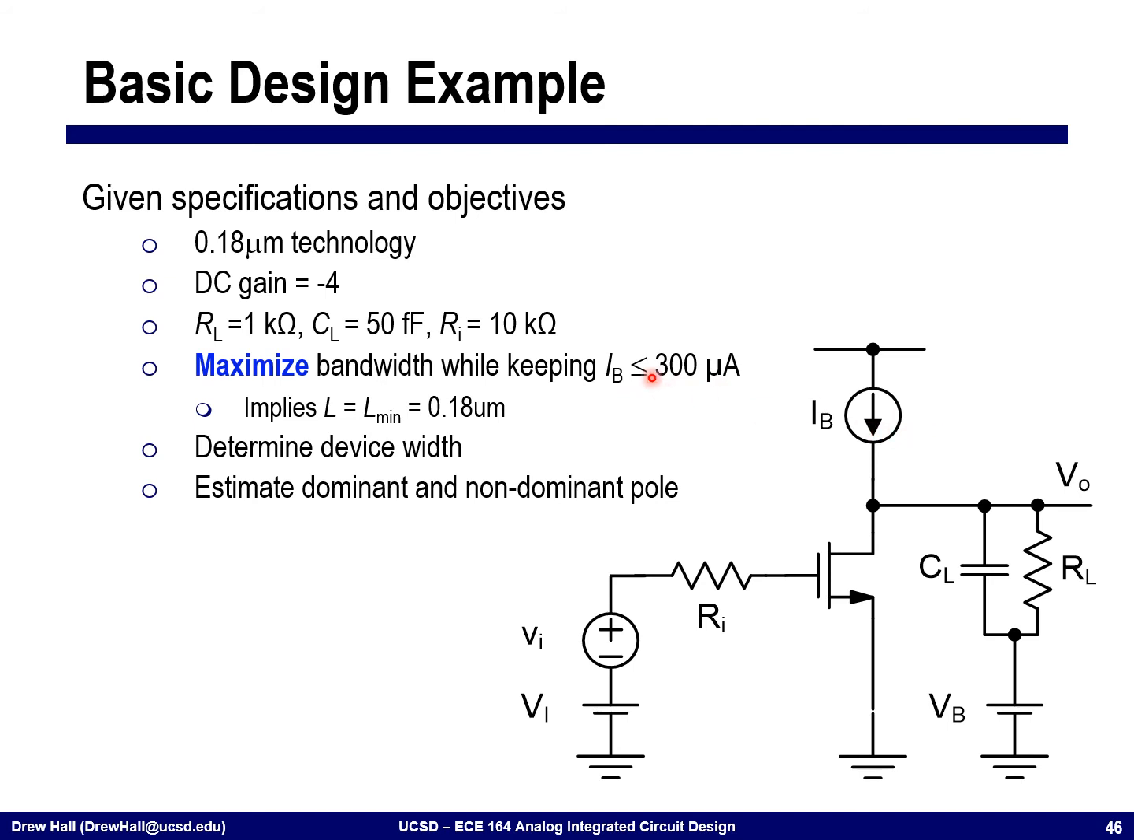And so again, thinking through our design choices here, maximizing the bandwidth with this relatively low gain, I mean, we're not trying to make a ton of gain here, just -4, would really drive us towards choosing a minimum channel length in this particular technology. Once we did that, we would go through and calculate GM from the gain and this load resistance. Then we can determine the device width, and then we can estimate parameters like the poles and the non-dominant pole in order to understand the bandwidth.